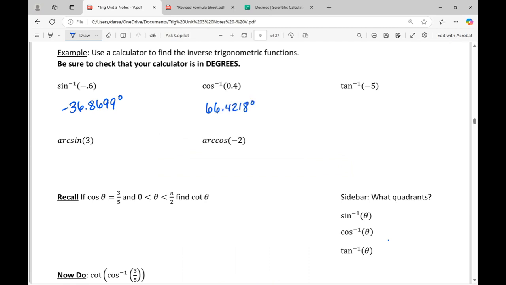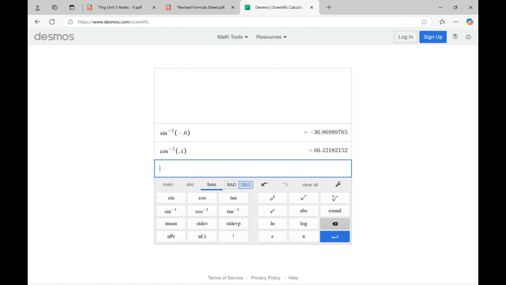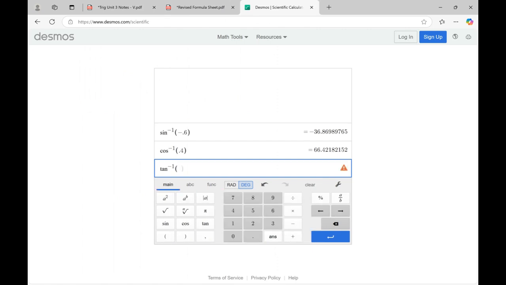Tangent inverse of -5. Now, stop for a minute. Let's remember, what can we plug in for sine and cosine inverse? Remember, the domain of these two is from -1 to 1. So any number bigger or smaller than -1 to 1 shouldn't be plugged into this. But we can plug a number bigger than or smaller than -1 or 1 when we're plugging it into a tangent. So let's use our calculator and let's go to function. We're going to do the tangent inverse of -5, and we get -78.6901 degrees.